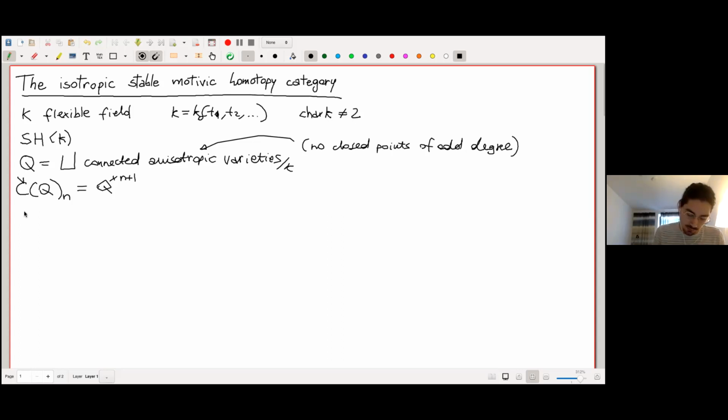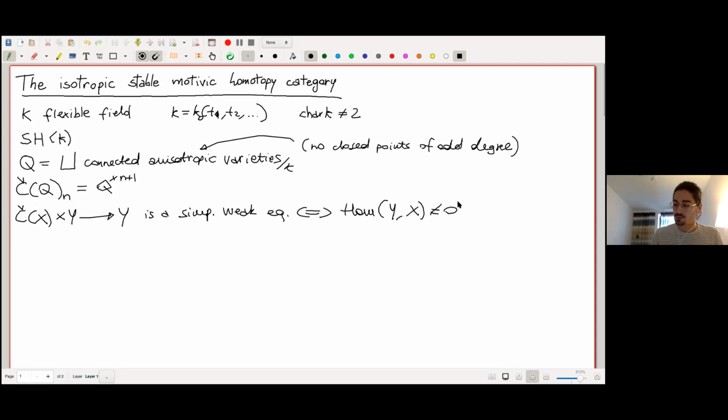In general, we do have something like this. If I take the Čech simplicial scheme of X times Y, and there is a projection to Y, then this is a simplicial weak equivalence if and only if there are morphisms from Y to X. So if these are smooth schemes, the set of morphisms is different from the empty set.